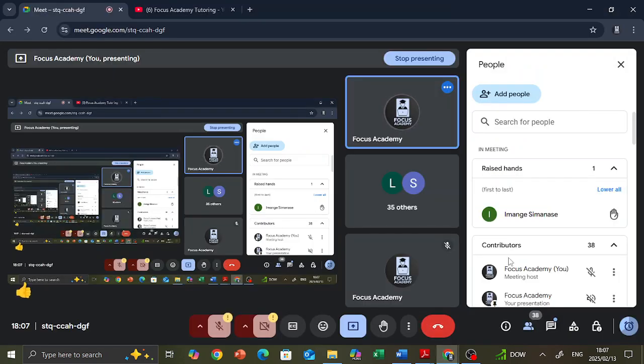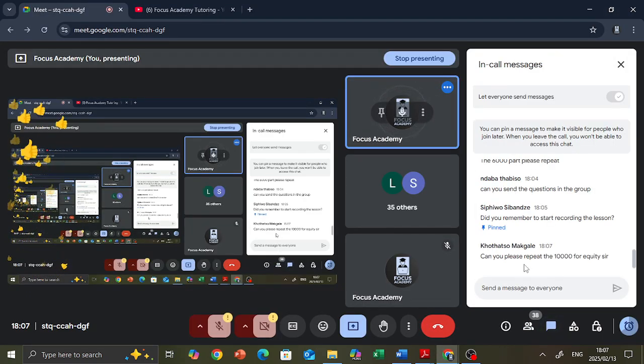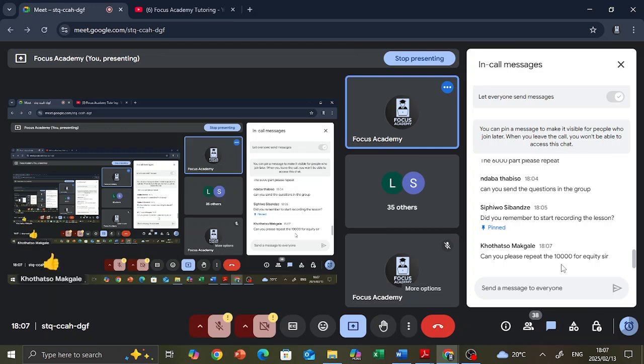I saw a question. Let me address it quickly. Can you please repeat the 10,000 Rand for equity, sir? The reason why equity is increasing by 10,000 Rand is because it's revenue. And based on the accrual basis of accounting, we record transactions when they happen. So our revenue increased by 10,000 Rand. Does that make sense, guys? Your equity is always what you're truly worth. It's basically assets minus liabilities. That's what equity is.